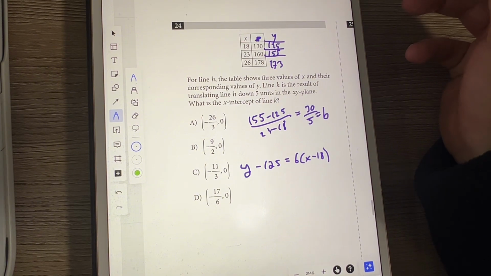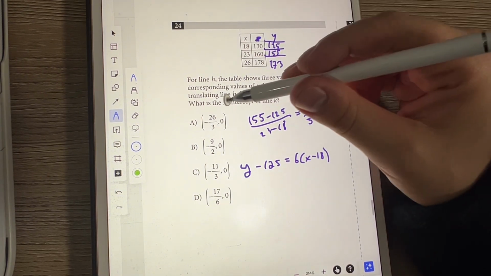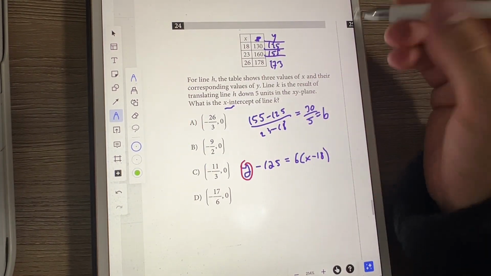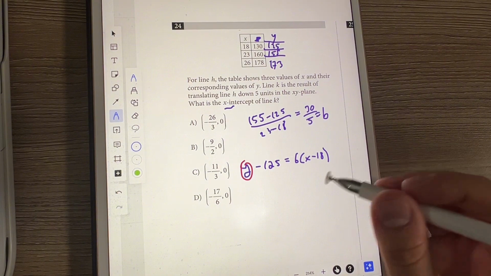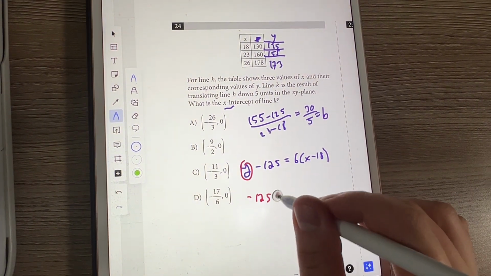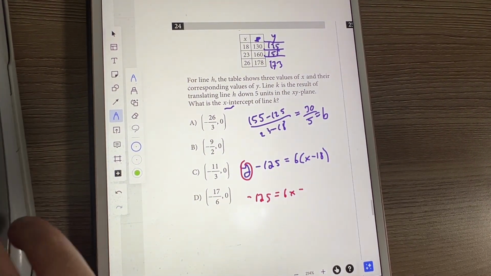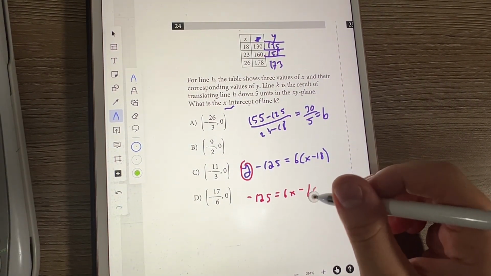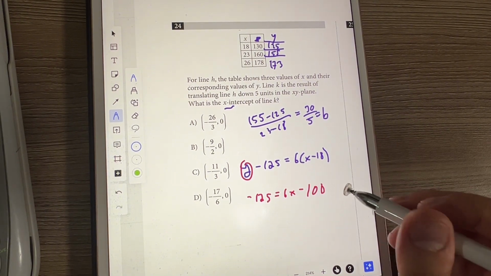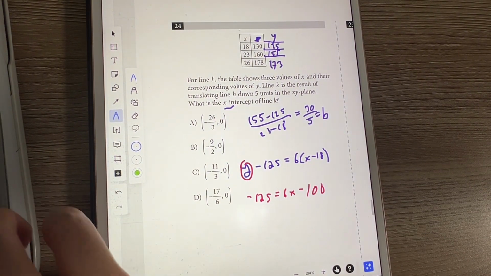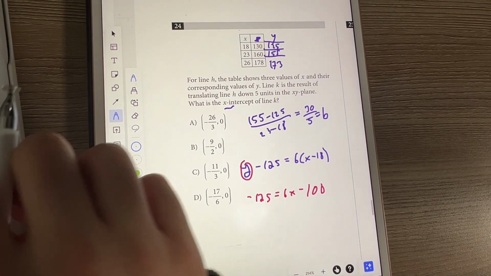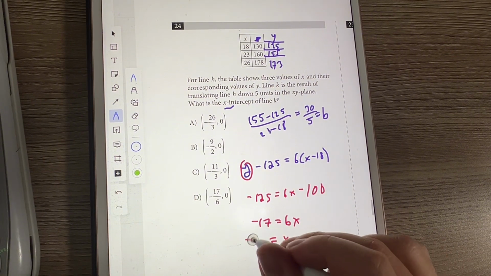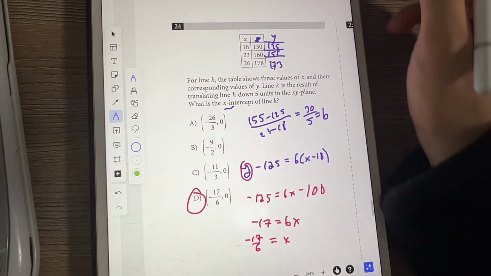And I could distribute it out, but I know that the x-intercept is when y is equal to 0. So I'm just going to set y equal to 0 here. I'm going to say negative 125 is equal to 6 times x minus 18. Now I'm going to distribute out the 6. I'm just saving a teeny tiny bit of time here. 6 times negative 18 is equal to negative 108. I'm going to add 108 to both sides, and I'm going to get negative 17 is equal to 6x. I'll divide both sides by 6, and I'll get x is equal to negative 17/6. Boom, D is our right answer.